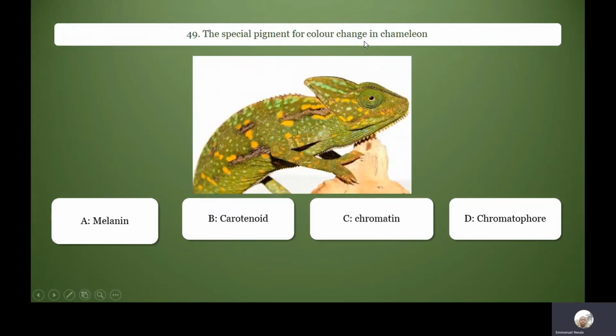The special pigment for color change in chameleon is called chromatophore. You see chameleon changing color because they have chromatophore. It can change from one color to another to camouflage in their environment.